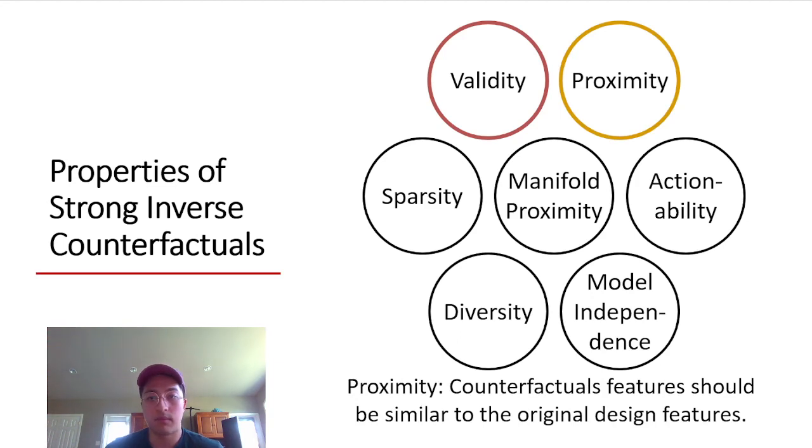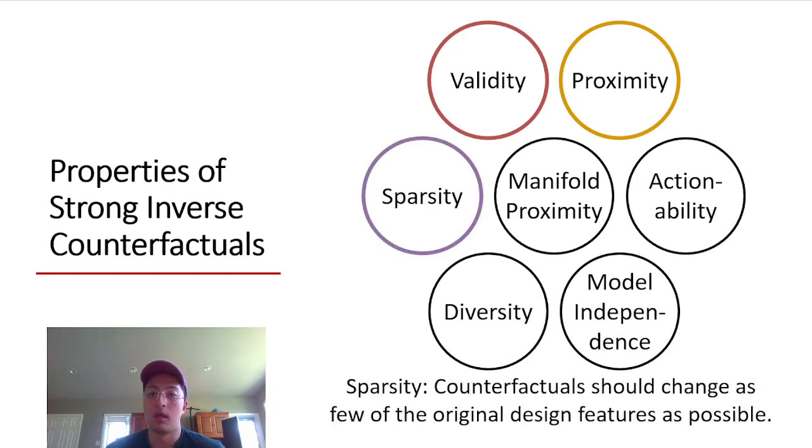Next is proximity. Counterfactual features should be similar to the original design features. This means that counterfactuals will require smaller modifications to realize and will be more likely to preserve attributes of the original design. Not only should counterfactuals change design features as little as possible, they should also change as few of the original design features as possible. And we refer to this as sparsity.